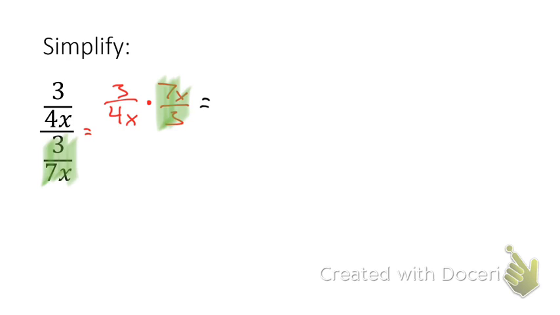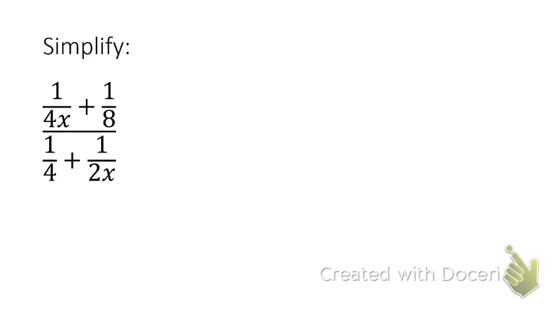As I do this, there's some things I can simplify. We know that 3 over 3 divides to 1. We know that x over x divides to 1. And so what you're left with is 7/4. So this big complex fraction simplifies to 7/4.